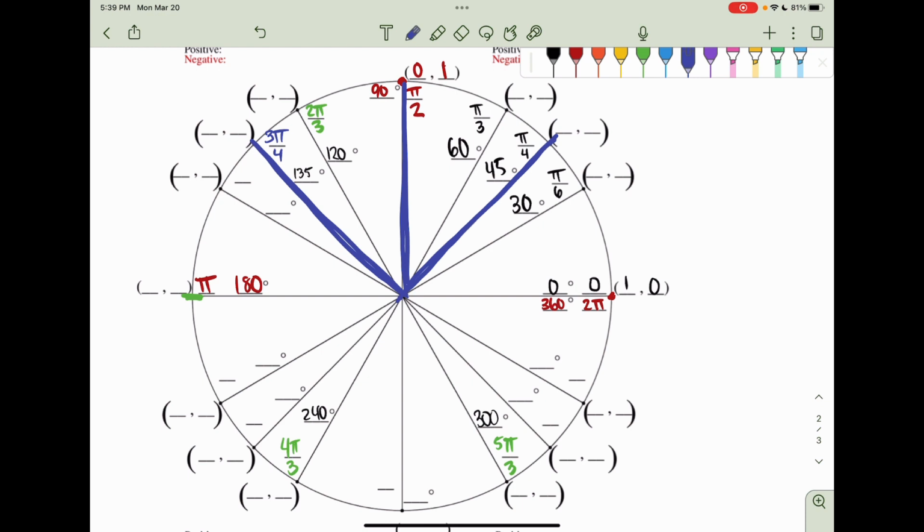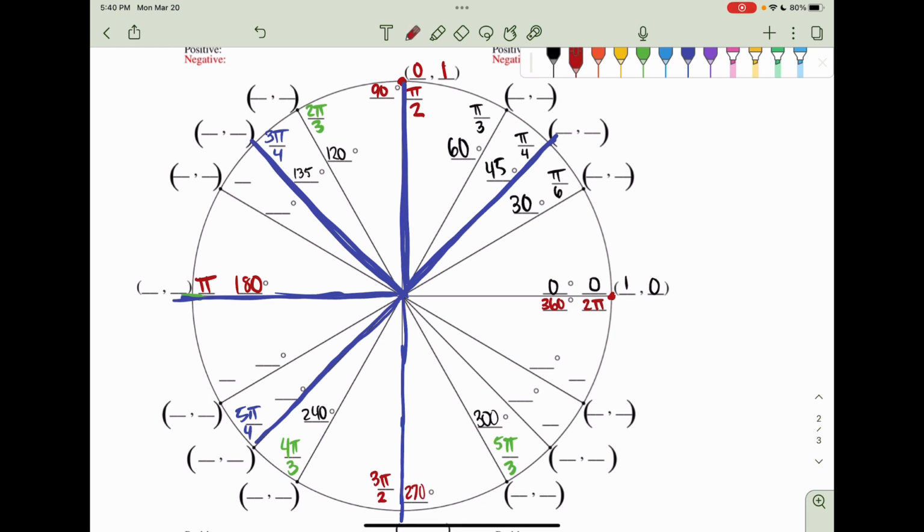All right, so we can keep counting. After 3 pi over 4, we get to 4 pi over 4. That's just pi. We go another pi over 4, and we end up halfway through the next quadrant, and that is 5 pi over 4. Again, 45 degrees more, and we end up on the next quadrantal angle. That's 6 pi over 4, or 3 pi over 2. And so we'll write that in red with our other quadrantal angles. And that's 90 degrees past 180. So that is our 270 degree mark.